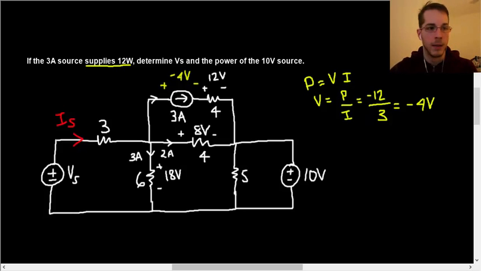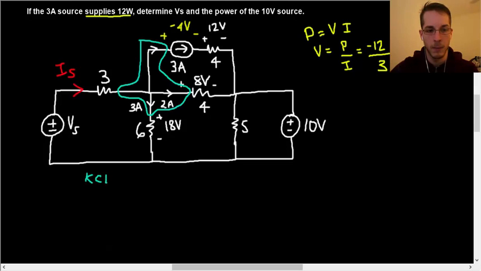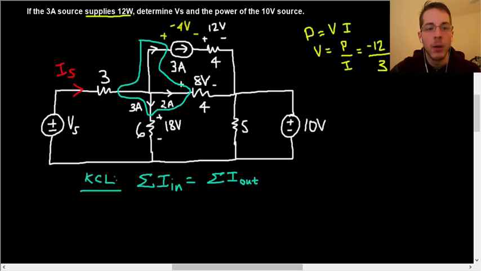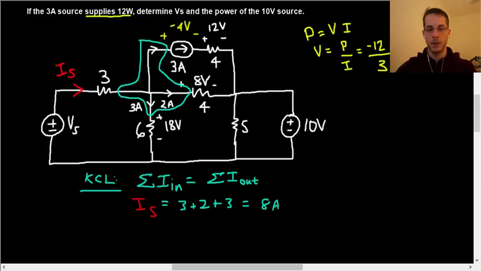Alright, so now we can do KCL at this one node right here, to solve for IS. So KCL: current entering the node is equal to the current that's leaving the node. Okay, so what's entering the node? Only IS. I'll do red again because I said that earlier. So IS is equal to what's leaving this node. So just 3 amps, 2 amps, and a second 3 amps, or just 8 amps. So IS is going to be 8 amps.